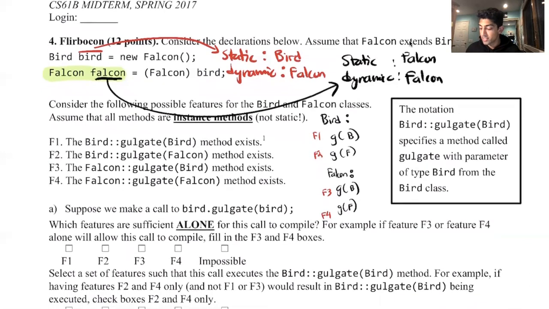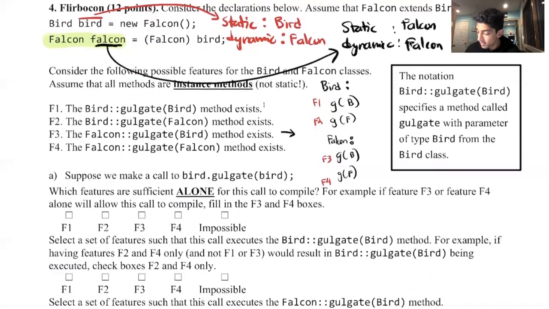So it says, consider the following possible features for the Bird and Falcon classes. Assume that all methods are instance methods. And I took F1, F2, F3, and F4, and I drew them to the side right here. My shorthand is G is for Gulgate, B is for Bird, and F is for Falcon.